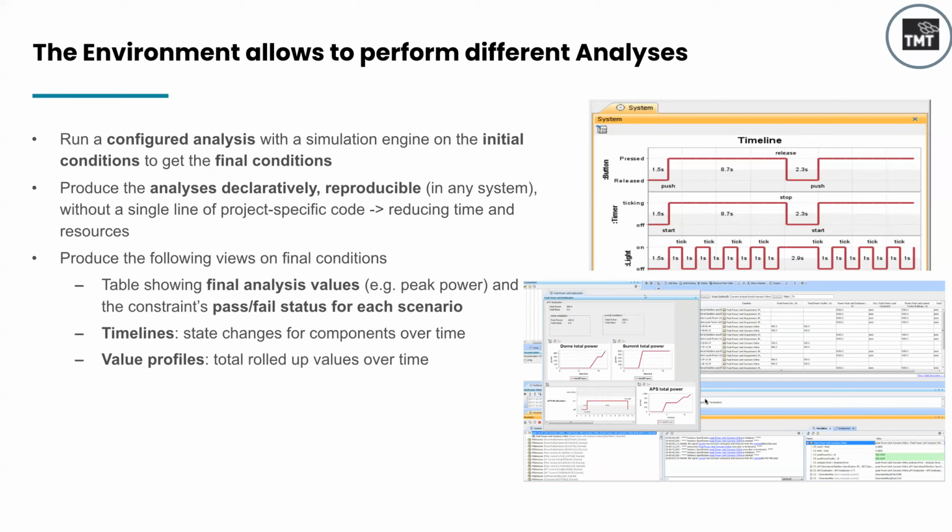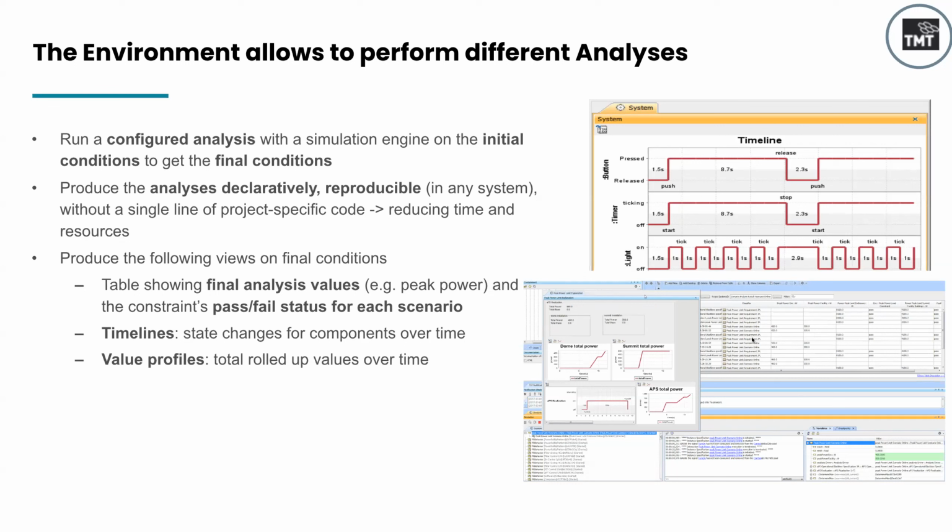And as I said, the simulation engine creates the views on final conditions, and the results can be displayed in various ways. As you can see on the right-hand side, we have different display options within our environment, and the table showing final analysis values here. The example is about the peak power, and we can also observe pass and fail status for each scenario by refining the requirements as mathematically expressed constraints. So that way, it provides an automated way of checking the requirements.